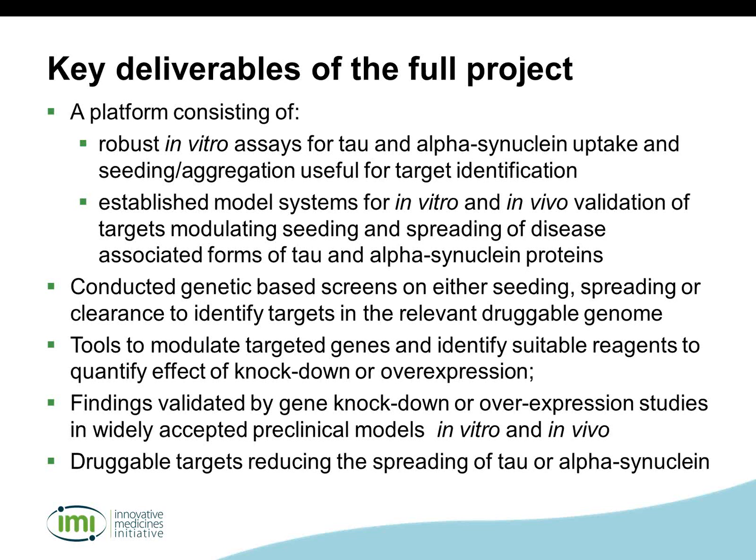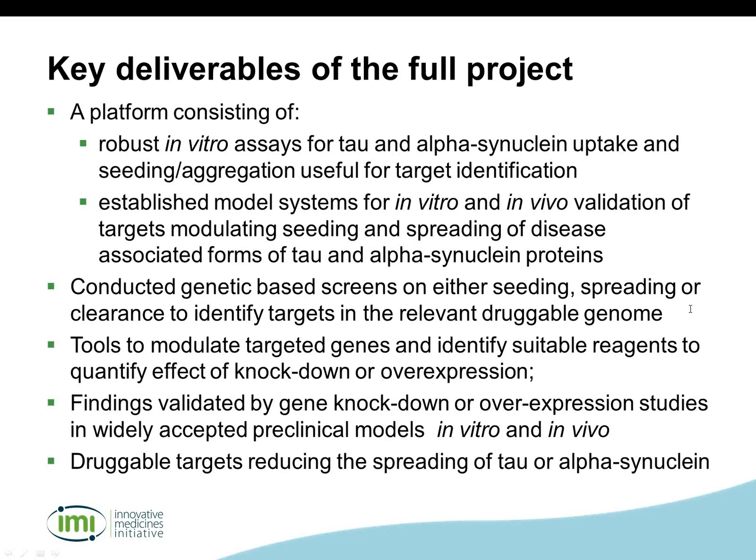In addition, this platform should consist of established model systems for in vitro and in vivo validation of targets modulating seeding and spreading of disease-associated forms of tau and alpha-synuclein proteins. Some of the assays may overlap with target identification assays, but the validation assays may especially consist of more complicated assays, for example, based on stem cells or in vivo models, which are not so suitable for initial screenings.